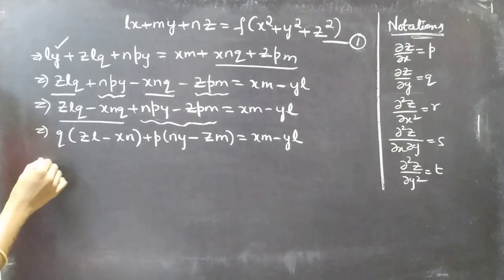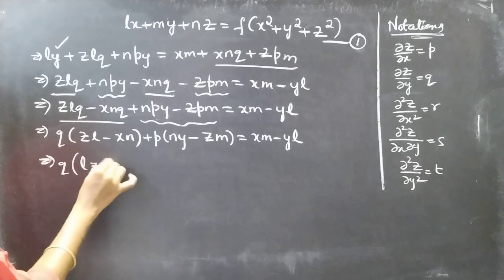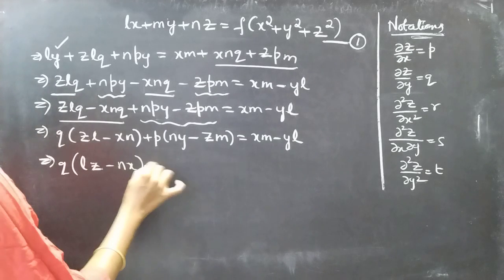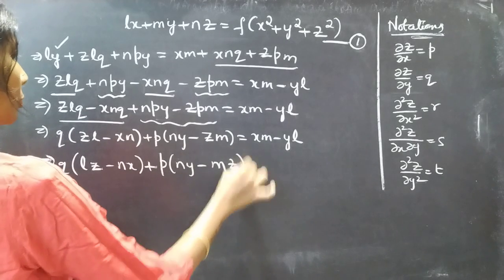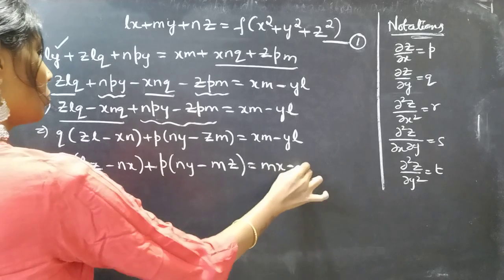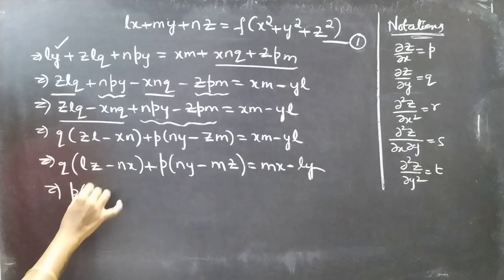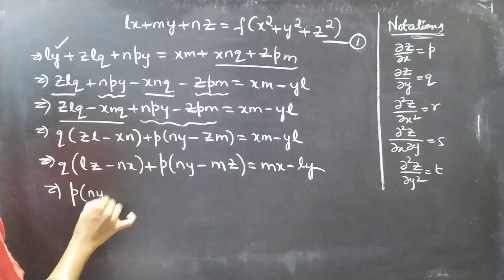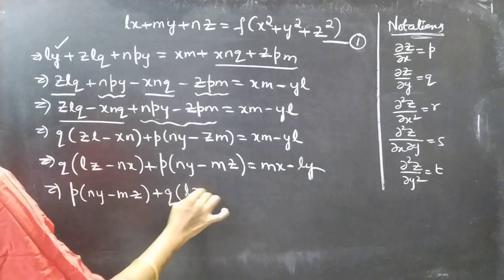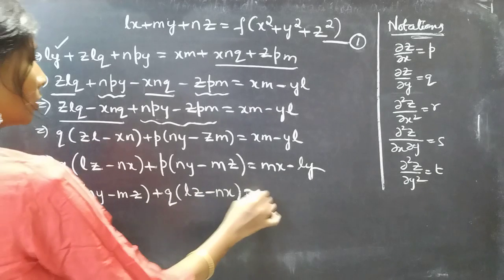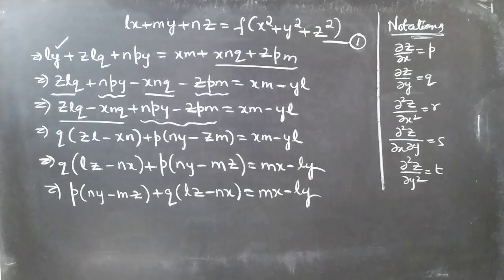Or we can write this as q into lz minus nx plus p into ny minus mz equal to mx minus ly, or p into, first I'll write the term involving p, now I'll write the term involving q, equal to mx minus ly, which is the required partial differential equation.